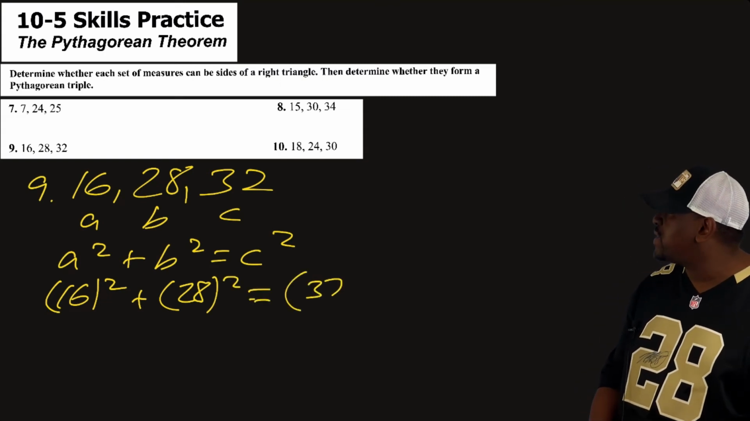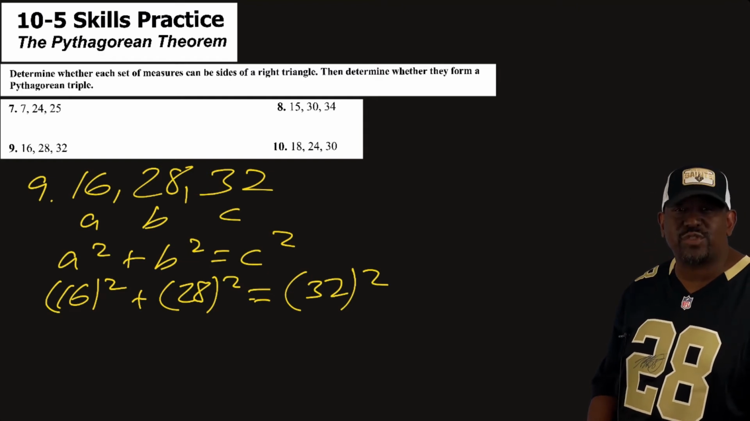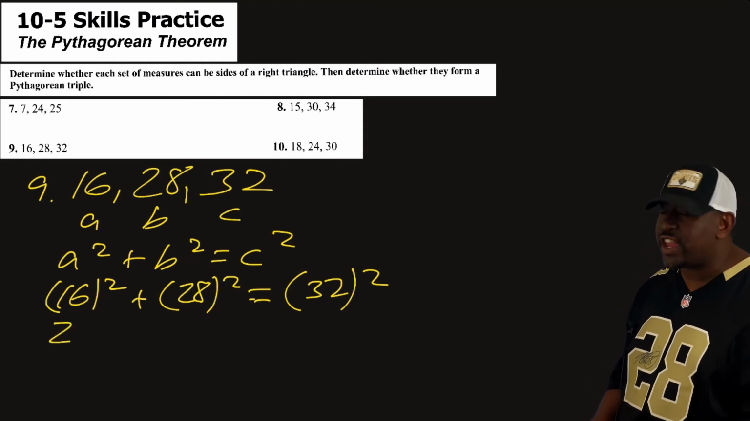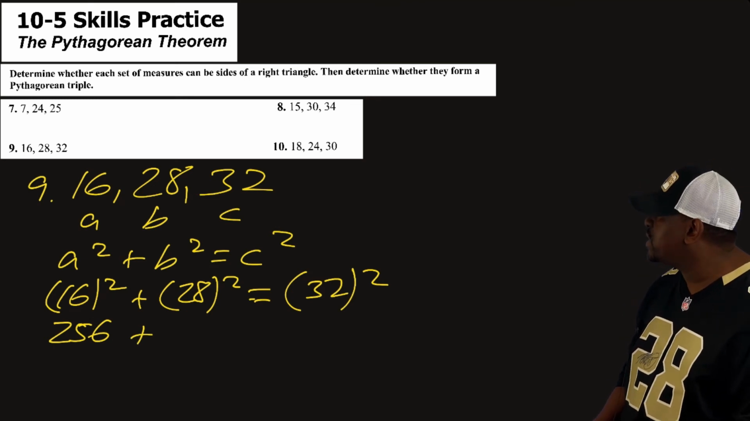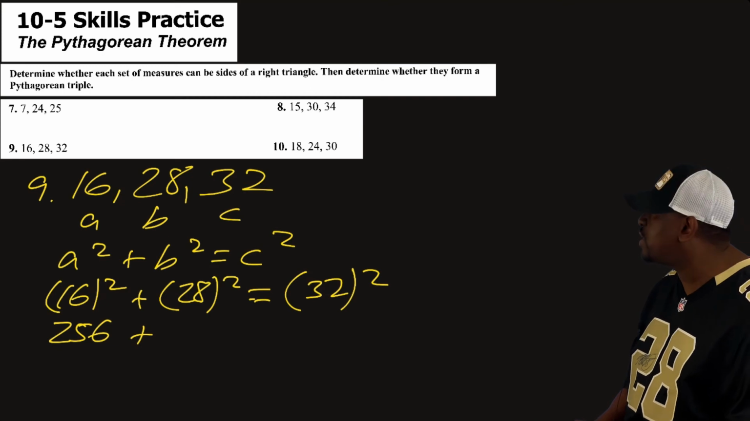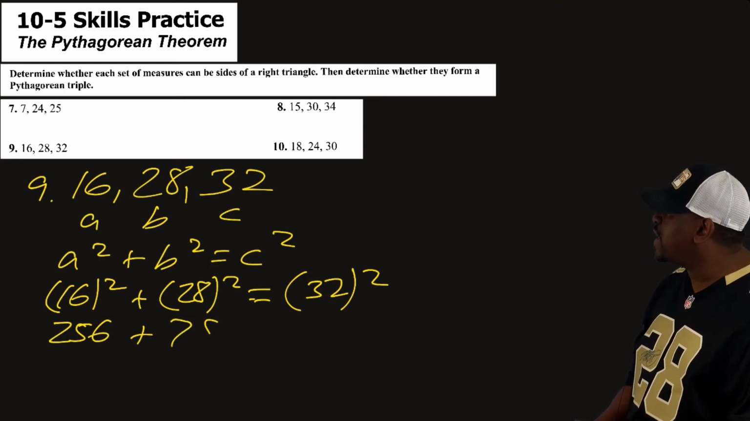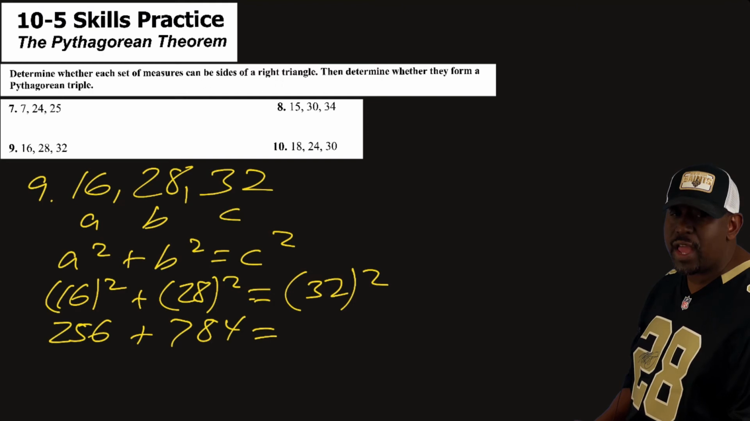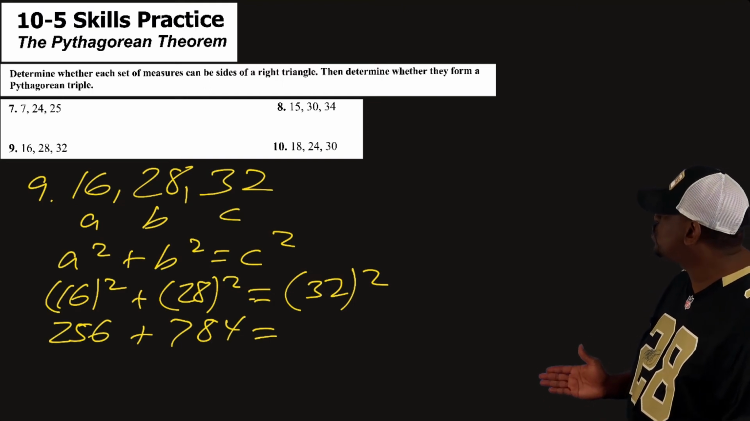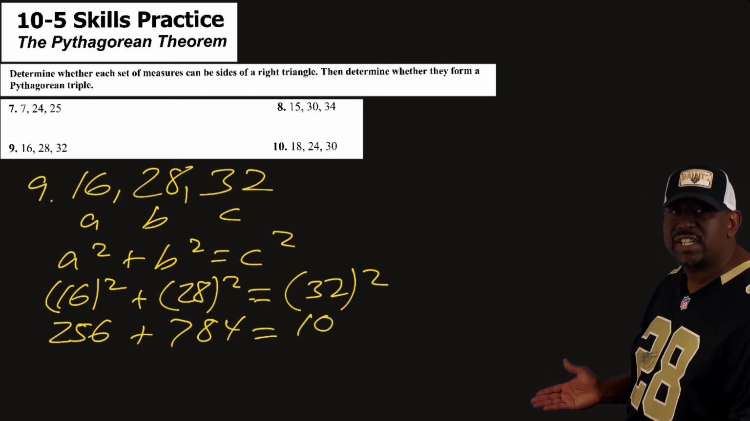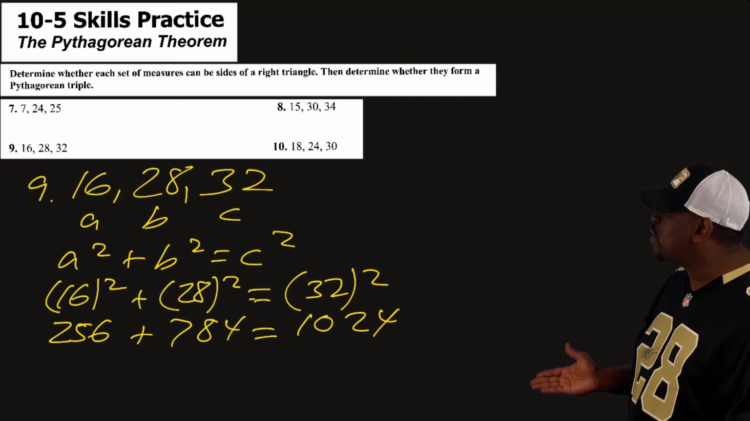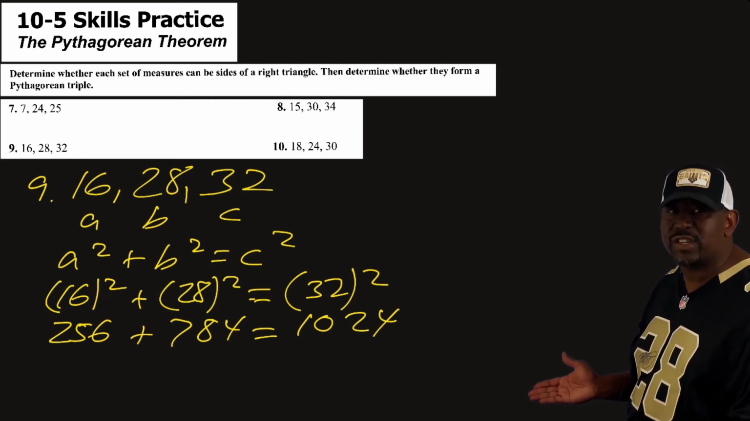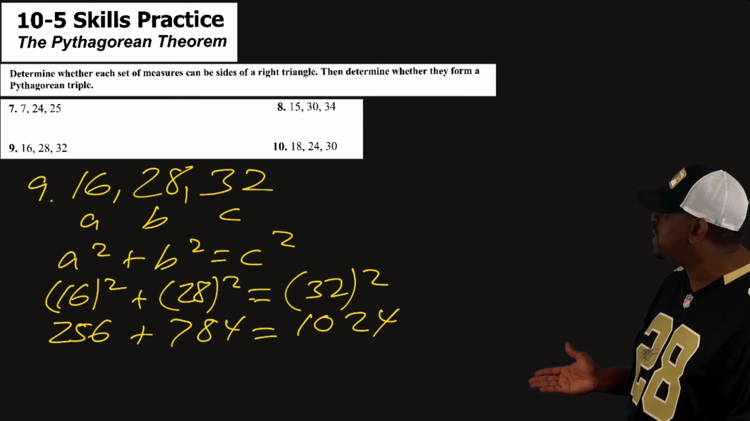And so when we do that, we have to square 16 squared. Again, get your calculators out. That equals 256. 28 squared. Again, plug it into your calculator, and you will get a value of 784. And then we will square 32. And that will give us a value of, again, let's look at it on the calculator, 1024. So now we add the two sums on the left side of the equal sign to see if they equal 1024.